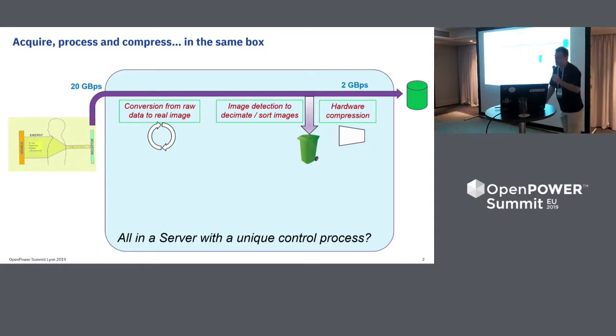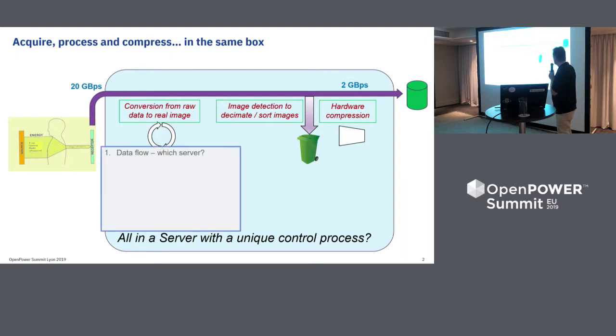And hopefully with the OpenPOWER and P8, P9 processors, we can have the hope to compress the images that we have obtained after they have been tagged or sorted, and hardware compression will be a very good candidate for that. So uniquely, we have a solution that can process everything into a server. So the question is, can we do it? And we'll answer by a good yes.